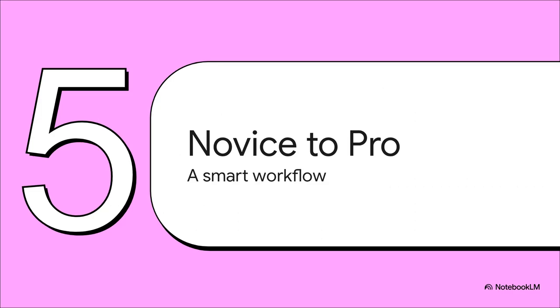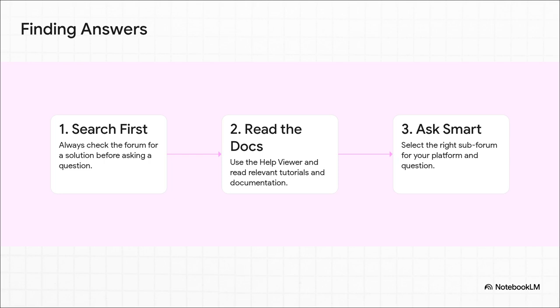All right, so we've got the online forum and we've got the offline help viewer. How do we put these two amazing tools together into a professional workflow that guarantees we can find answers fast and, you know, be a good member of the community? It all comes down to a simple 3-step process. Step 1, always search the forum. Use your keywords, use those filters. Step 2, read the docs. Pop open the B4X Help Viewer and actually read up on the objects and methods you're using. And then, and only then, if you are still stuck, should you ask. And when you do, ask smart by posting in the correct subforum for your platform.